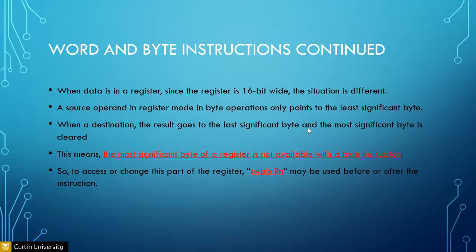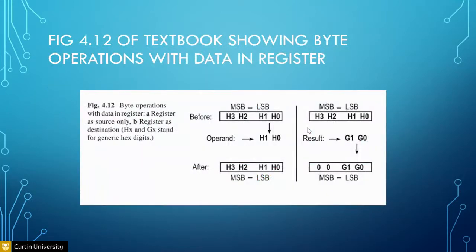When data is in the register, since it is 16-bit, the situation is different. Source operand only points to the least significant bit. So if it's a byte operation, you only affect the least significant bit. So this is an example, byte operation with a register, before and after. If this is a .w, this is a word operation. But if it's a byte operation, only the lower byte is affected.